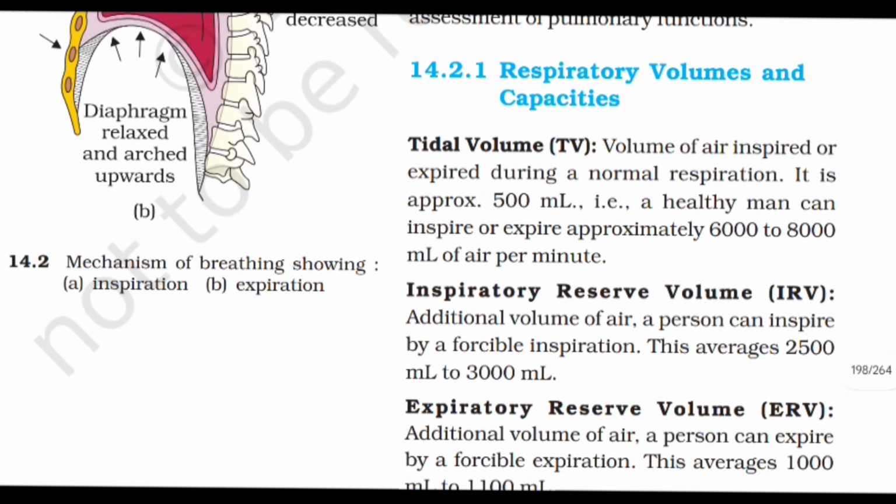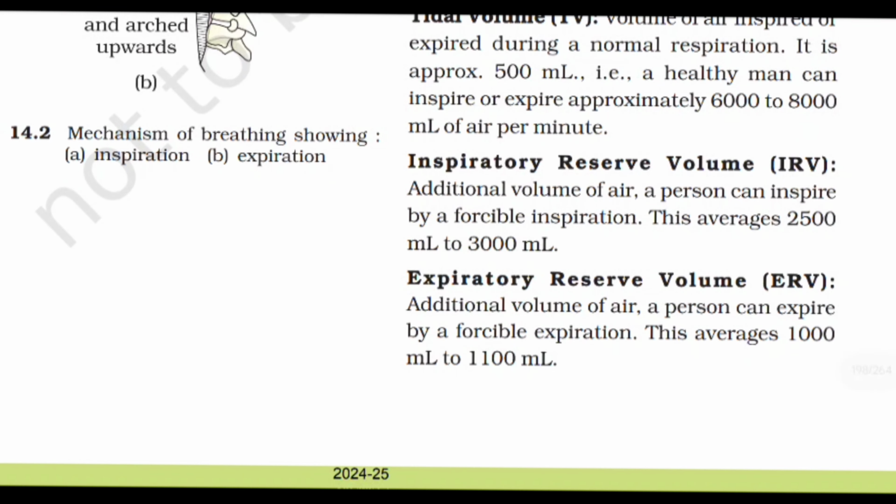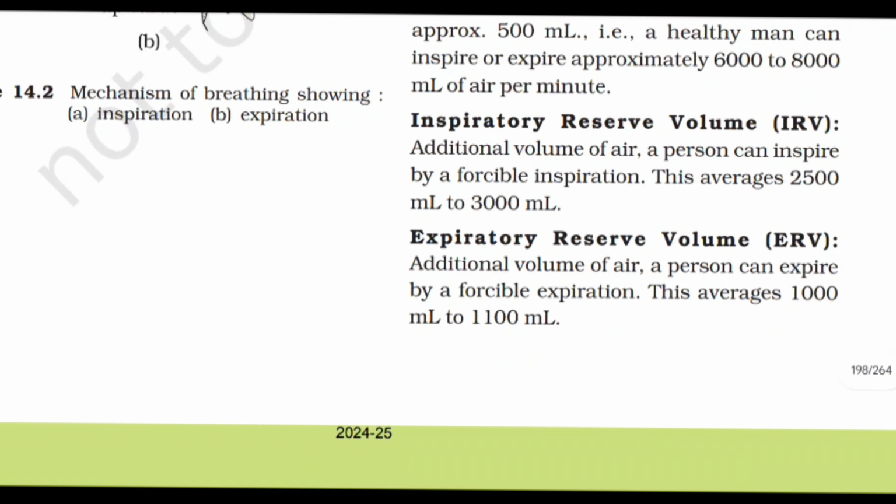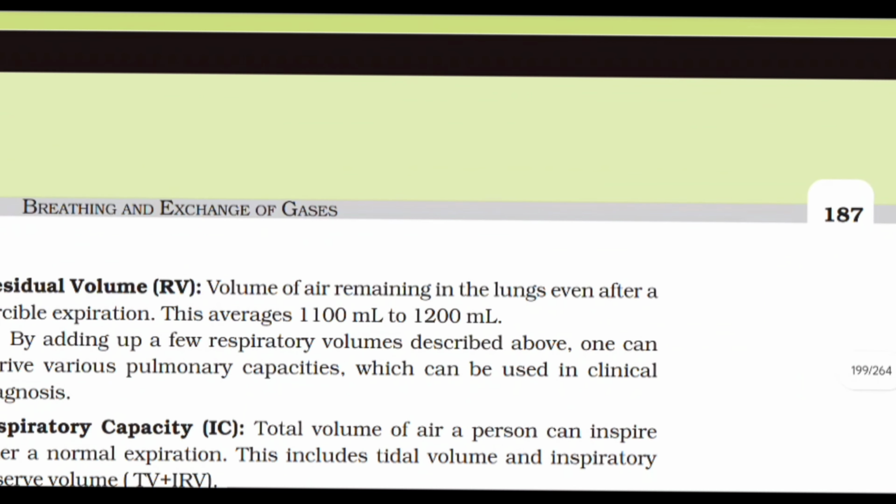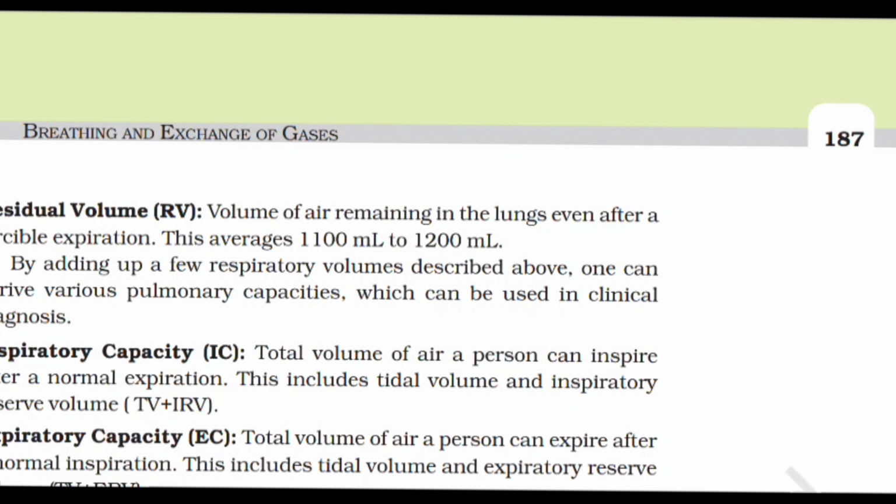Inspiratory reserve volume, IRV: additional volume of air a person can inspire by a forcible inspiration. This averages 2500 ml to 3000 ml. Expiratory reserve volume, ERV: additional volume of air a person can expire by a forcible expiration. This averages 1000 ml to 1100 ml. Residual volume: volume of air remaining in the lungs even after a forcible expiration. This averages 1100 ml to 1200 ml.